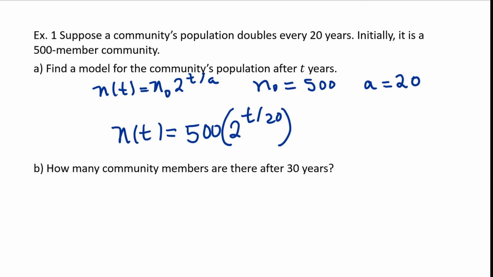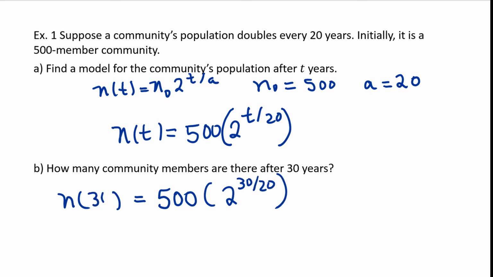Be careful not to attempt to multiply the 500 with the 2. Now let's go to part B. How many community members are there after 30 years? So we need to solve the exponential equation we have just obtained for t equals 30. So we've got n of 30 equals 500 times the quantity 2 raised to the power of 30 divided by 20. We put in 30 every place there was a t. This number is kind of meaningless, so we'll need to compute it using a calculator.